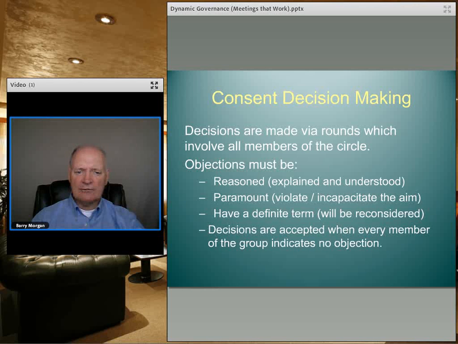Decisions are accepted when every member of the group indicates that they have no objection, and that means that all decisions are unanimous, in the sense that everybody who has a stake in the decision has had an opportunity to voice an objection if there is one, and in the absence of those objections, the decision can then proceed and go forward.